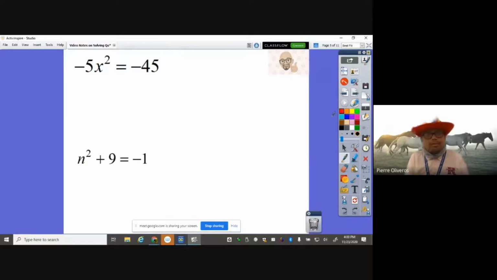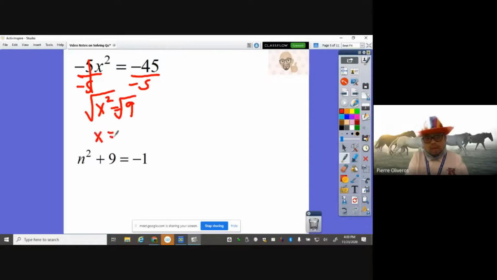Next, negative 5x squared is equal to negative 45. For this case, we do not take the square root right away. We have to divide it first by negative 5 and negative 5, cross it out. x squared is equal to 9. Then it's the same thing as the previous example: take the square root of that. So therefore, x is equal to plus or minus 3.